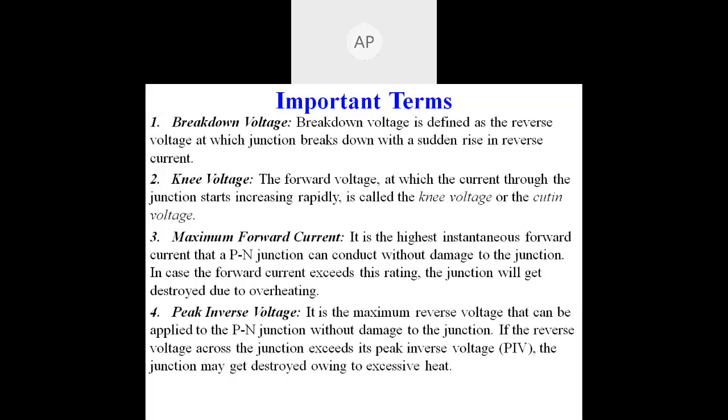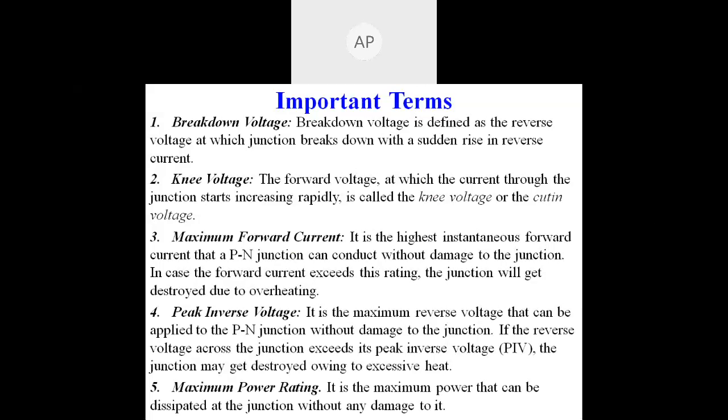If the junction gets more heated, that may destroy the component, so we have to take care of these parameters. How much maximum voltage we can apply to the diode is decided by the peak inverse voltage, which is an important parameter while selecting the diode. And lastly, maximum power rating: it is the maximum power that can be dissipated at the junction without any damage.